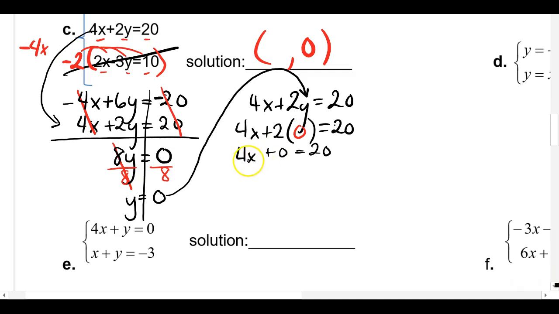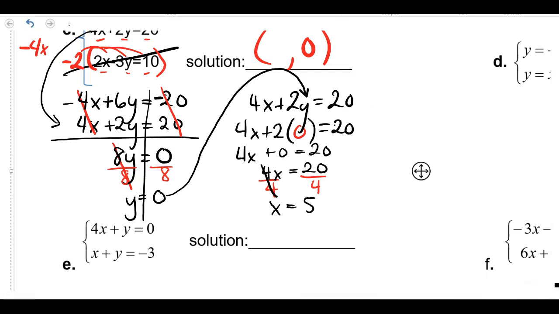And then let's see, 4x plus 0. Well, that's just 0. So now we have one number on each side, so now we can divide. And we divide by the number next to x. So now we just divide by 4 on both sides. And then we get this to cancel out. And then we get 20 divided by 4. Well, that's 5. So then our x value ends up being 5.